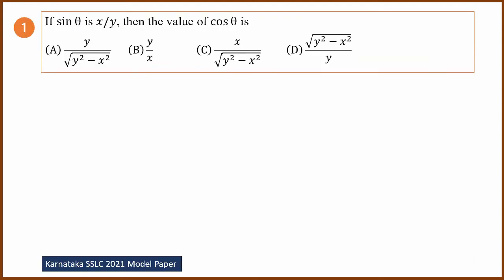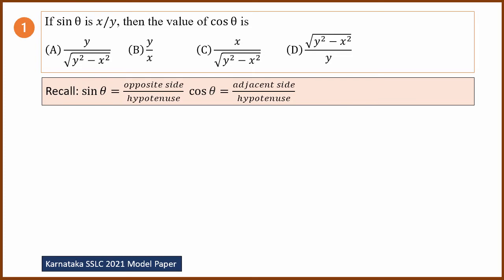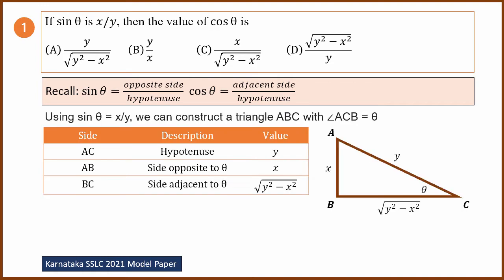First question. If sine theta is x divided by y, then the value of cos theta. So this is a 2021 model paper question. To solve this, we will use the definition of sine theta and cos theta. Sine theta is opposite side by hypotenuse. Cos theta is adjacent side by hypotenuse.